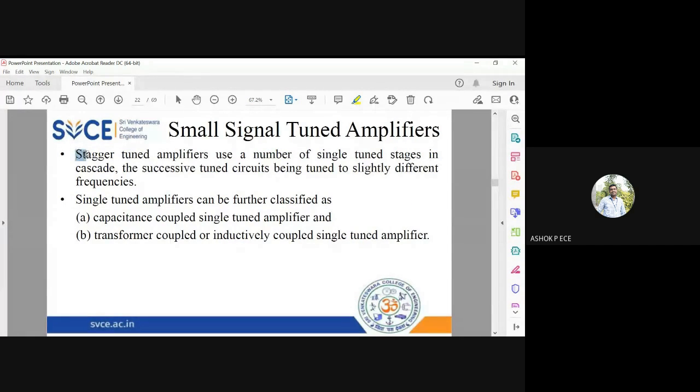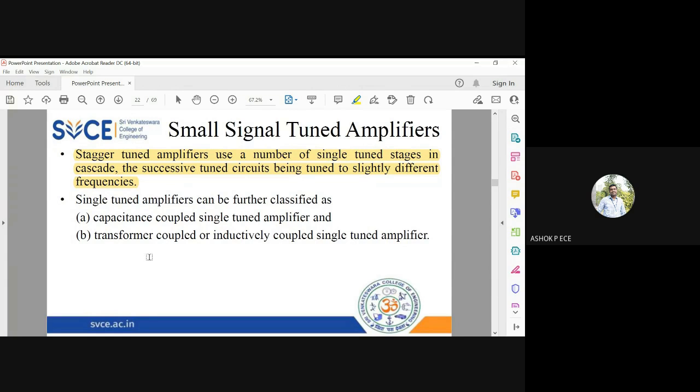See here, stagger tuned will have more single tuned amplifiers in cascade, but all the stages will be tuned to slightly different frequencies. So if the first stage is tuned to 500, the second stage will be tuned to 500.1, and the third stage to 500.2. They are all tuned to almost the same frequency, but there is a slight difference between the frequency of one stage and the next. That is what is going to be stagger. Staggering means there is some lag or delay between one circuit and the other, and we are representing that delay as a frequency change.